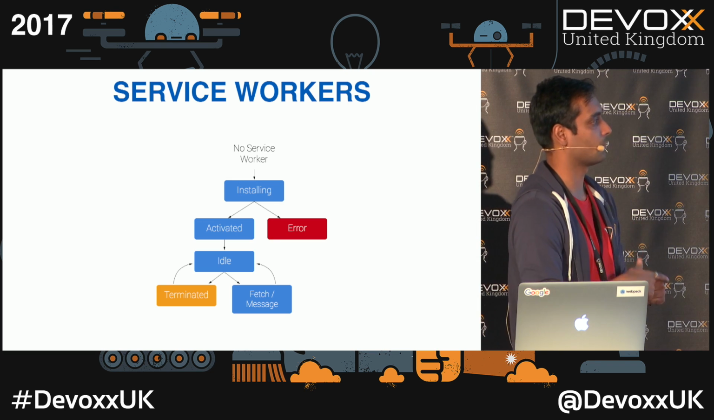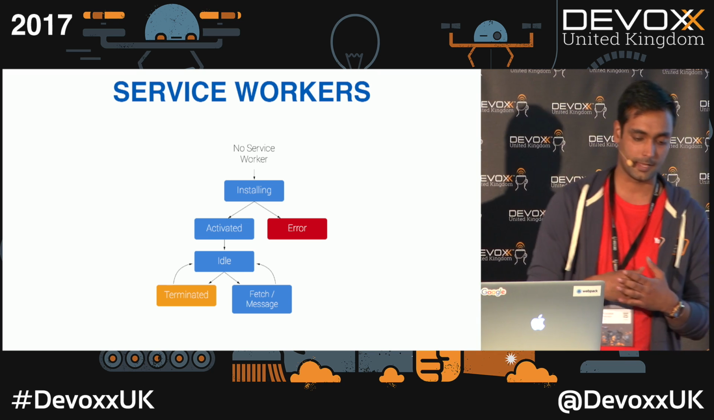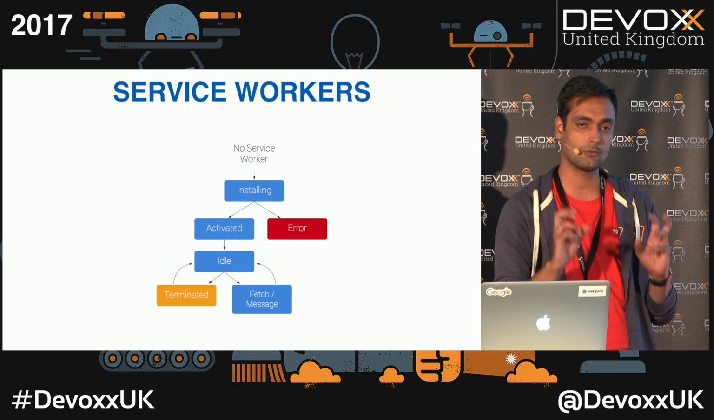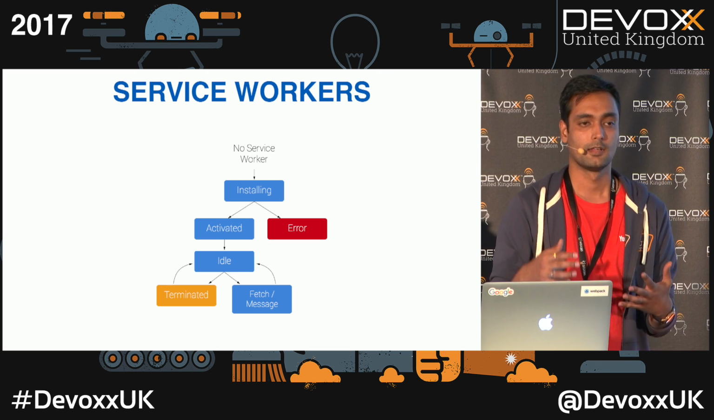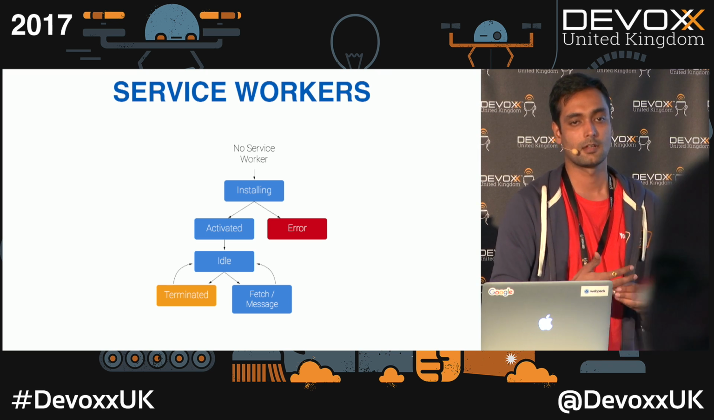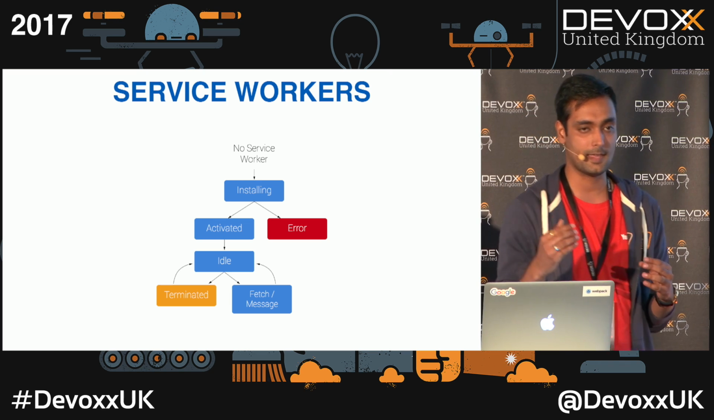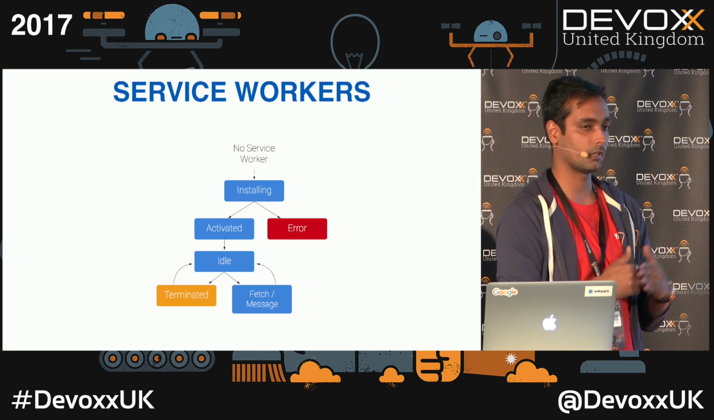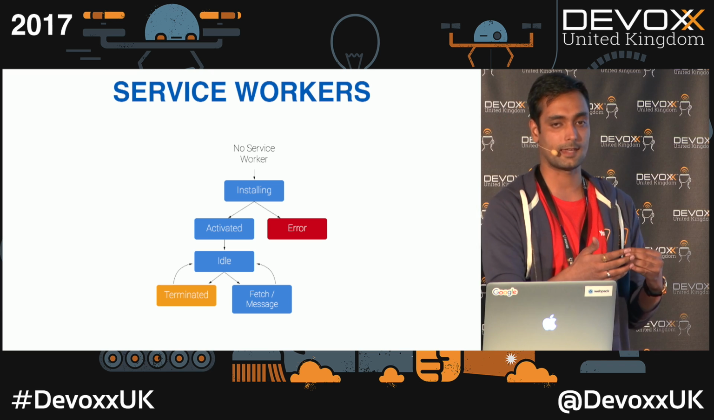This is the service worker lifecycle. Once you tell the browser the path to your service worker file, it will first download that file and try to install it. There can be multiple service worker files affecting your page, and hence the browser makes sure that after downloading, your file is first installed in the background, and then it's activated.